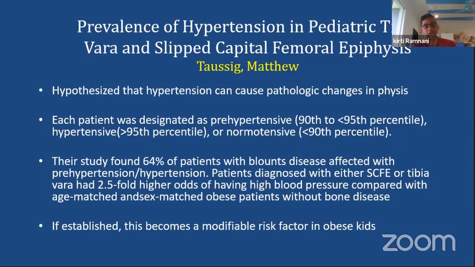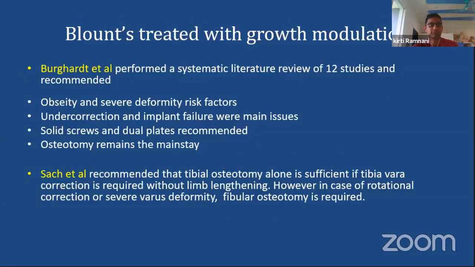So if an obese child is detected with hypertension, it becomes a modifiable risk factor to probably prevent the occurrence of SCFE or developmental tibia vara at a later stage, if we can detect it early. So this was a nice study in Blount's.